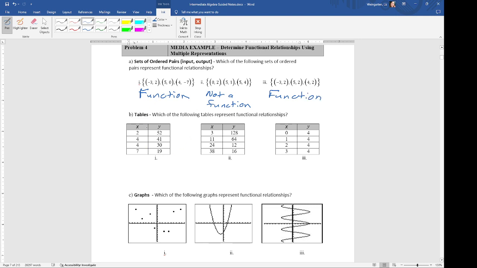You're going to have a similar situation with tables. Tables, we look for repeated x values. So we see that we have a repeated 4. We have a 4 going to a 41 and a 4 going to a 30. Therefore, this is not a function.